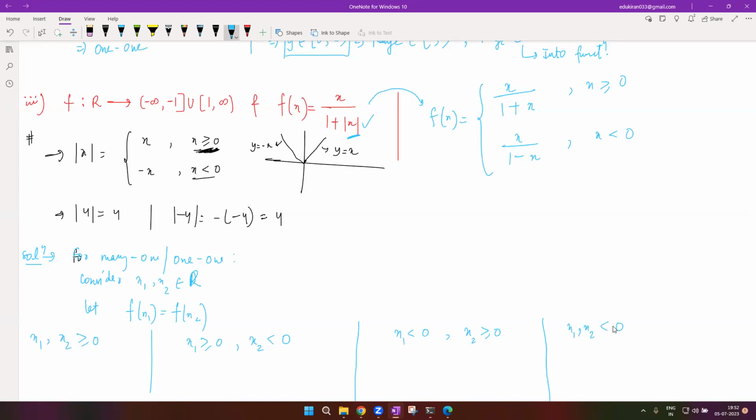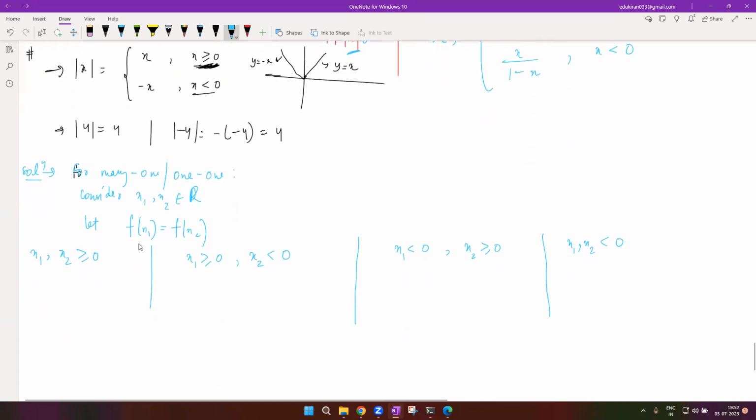Why did we do this? Because the function is defined differently for positive and negative values, because there is a modulus x involved in the function. So we will divide this into 2 parts. First, for x greater than or equal to 0, the function is x upon 1 plus x. And for x less than 0, the function is x upon 1 minus x. Right? So we will take one case each at a time and we will try to solve this.